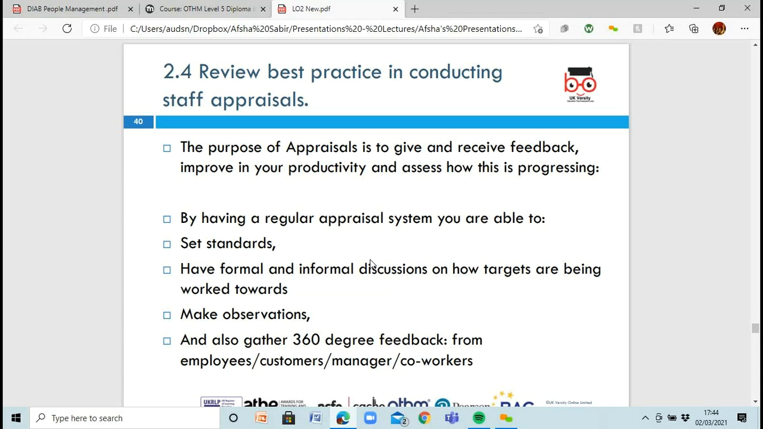And then you can also have 360-degree feedback. When I say this, I mean you're getting feedback from your employee, you're getting feedback from any customers or any people that they deal with, you're getting feedback from other managers, and you're getting feedback from other co-workers. So you talk to a lot of people and you find out a lot of information from a whole range of people that are around it.